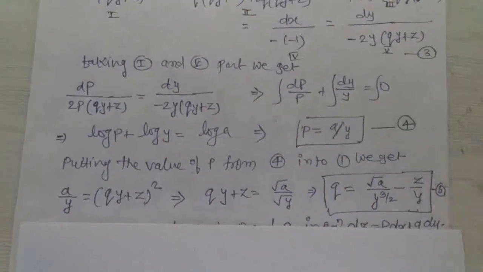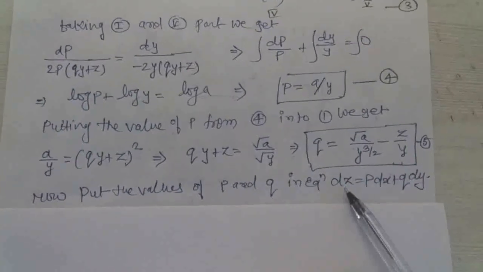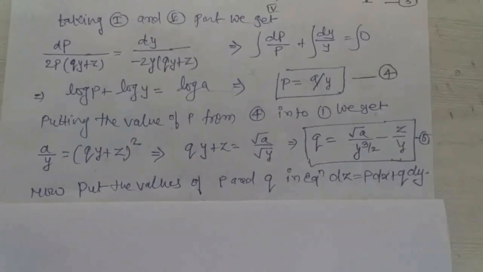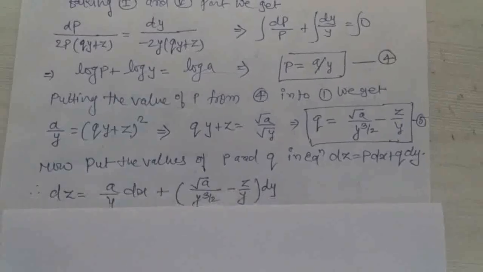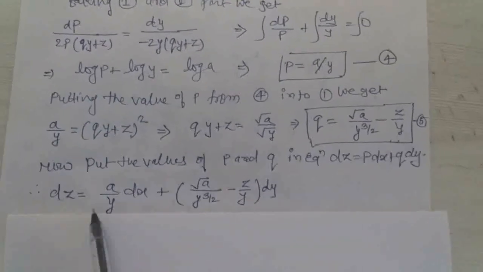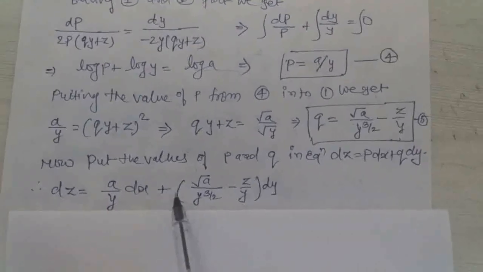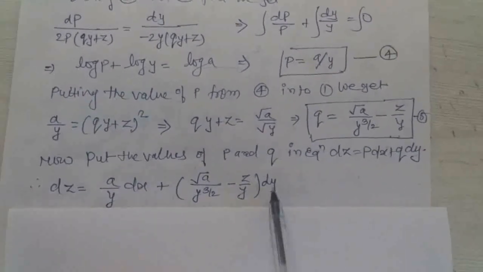Now putting the values of p and q in the equation dz equal to p dx plus q dy, and integrating, we get the complete integral of the given equation. So dz equal to p dx, where the value of p is a by y, dx plus q dy. So this is the value of q dy.